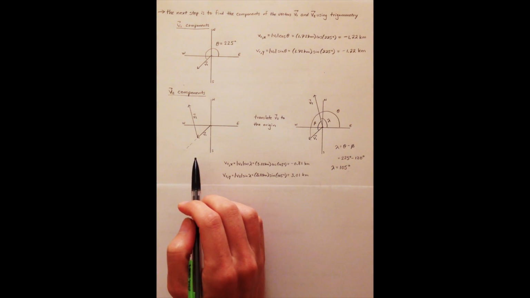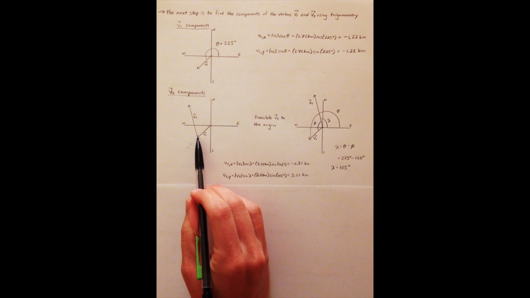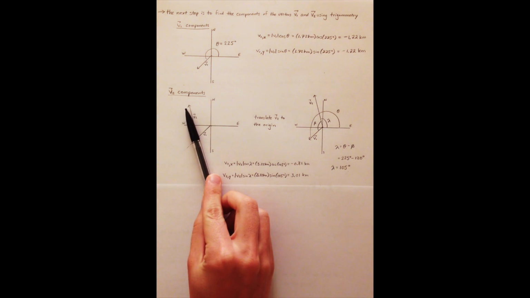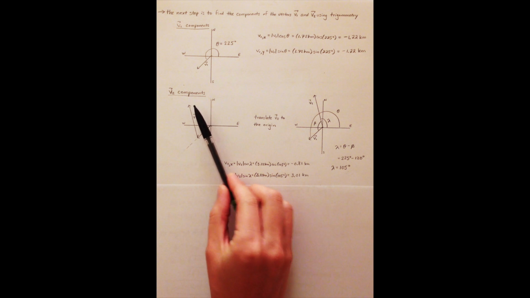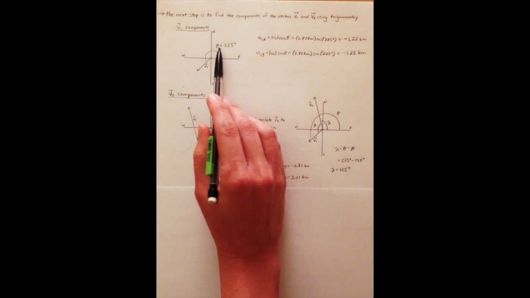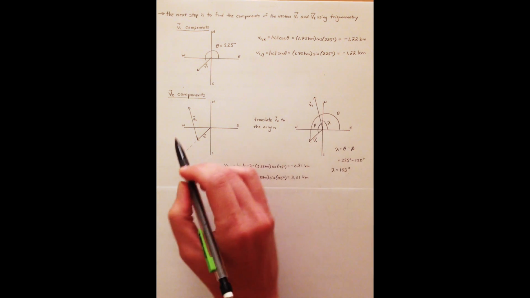To find the components of the vector v2, we first need to find its standard angle. To help us in doing this, we will take this vector and translate it so that it's at the origin, as shown in this picture here. In this picture, the angle lambda represents the standard angle of the vector v2. To find lambda, we will use the information we know about this angle theta, which is the standard angle of the vector v1, and what we know about this angle beta, which is the angle between vectors v1 and v2 when you make that turn, so it's 120 degrees.